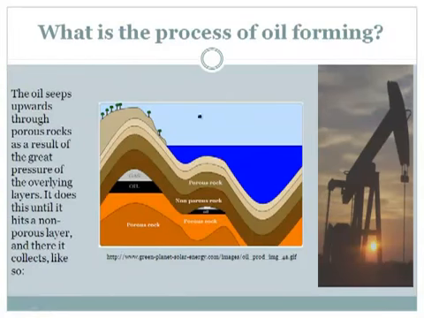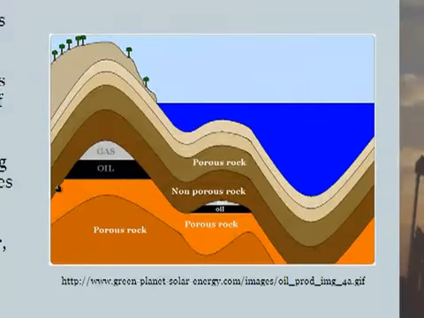All right, and then the oil seeps upwards through porous rocks as a result of the great pressure of the overlying layers. It does this until it hits a non-porous layer, and there it collects like so. And so basically what happens is they find these pockets, and the exploration geologists who are looking for oil and natural gas are looking for basically this. Now what's this called? That's right, it's an anticline.